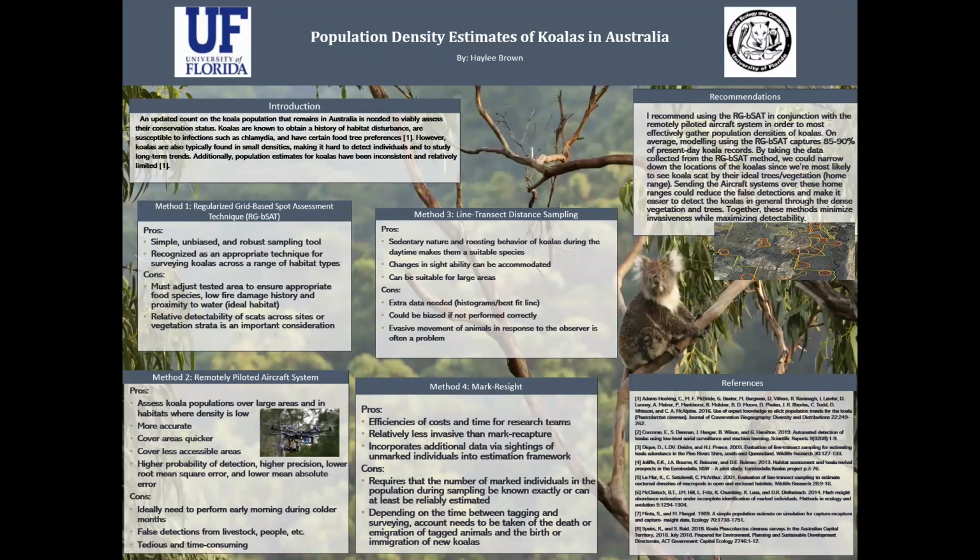Hello, everybody. My name is Haley Brown, and I'm going to be reviewing the methods for obtaining a population density estimate on koalas in Australia. So the biggest problem that they're facing right now, they have a history of habitat disturbance, and they're also susceptible to infections like chlamydia, while also having a very specific food tree preference.